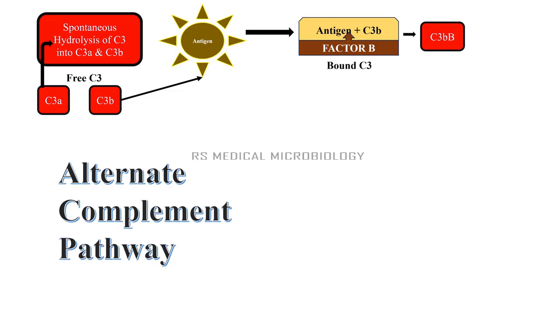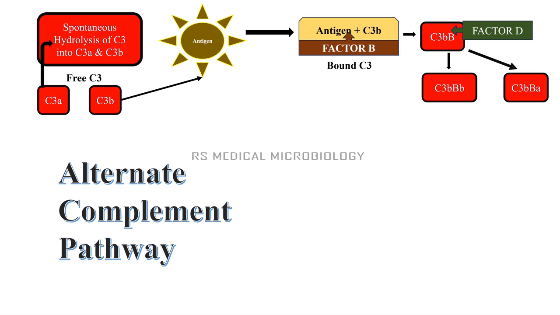Now you have a division by the influence of factor D. Once the factor D is there, this C3B complex is split up into C3B with capital B and small b. Now this is basically your C3 convertase. This is a very unstable compound. It has a very short half-life. So the Properdin system will come and stabilize it and increase the half-life of this particular molecule.